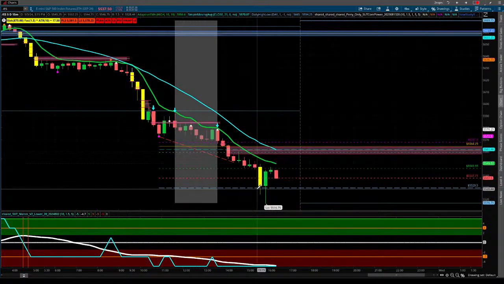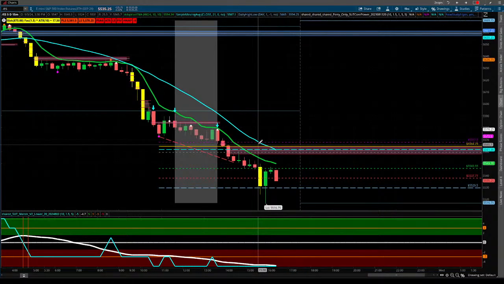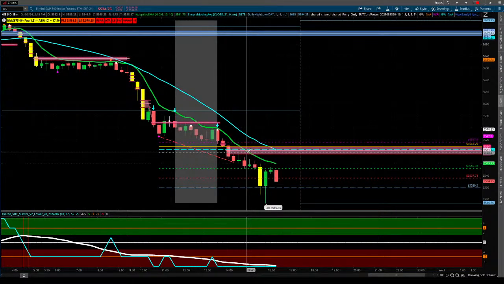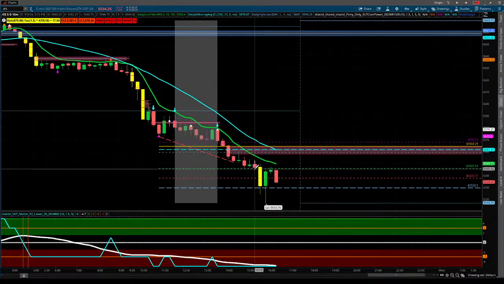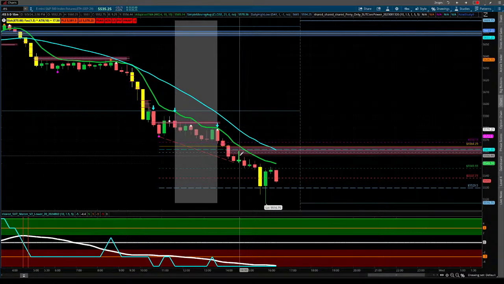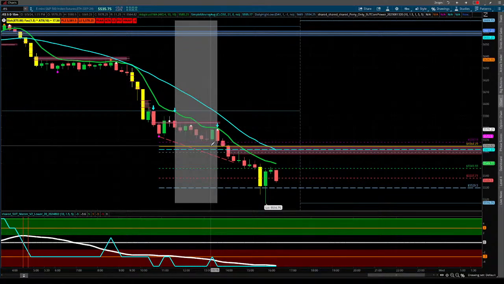230 to that negative 21. How many points was that? 30 plus points from that entry to bottom, and fairly quickly into the close without any pushback. We just go lower high, lower high, lower high, lower high into targets once again here.